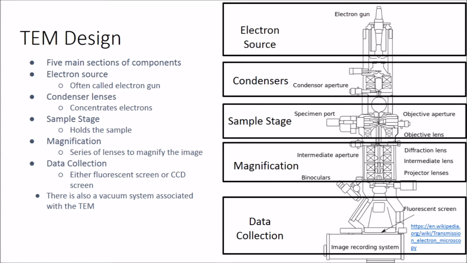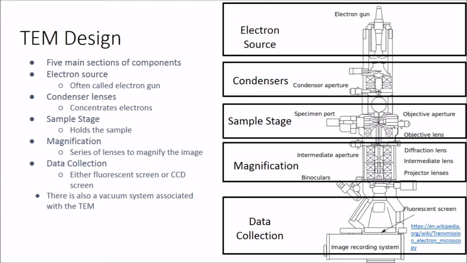For the TEM design, there are 5 main sections of components. At the top, we have the electron source, which is often called the electron gun. Next comes the condenser lenses, which concentrates the electrons. After that, we have the sample stage, which, as the name implies, holds the sample. Following that, we have the magnification section, and it's just a series of lenses that is used to magnify the image. Then at the bottom, there's a data collection system, and it uses either a fluorescent screen or a CCD screen. There is also a vacuum system associated with the TEM.